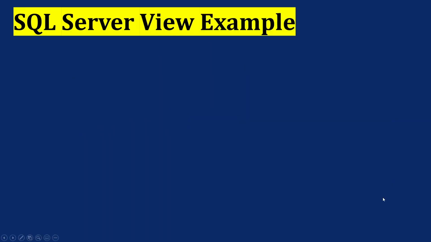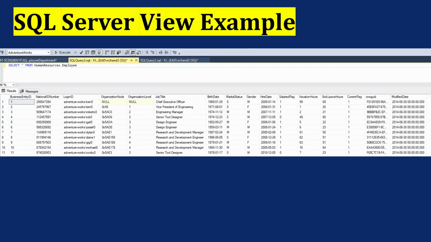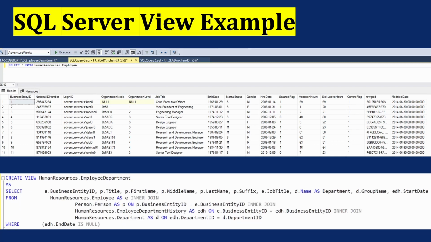SQL Server View example. I have a query over here and I have selected all the employees, but I would like to join the department table. Now, whenever I use my SQL scripting, I always have to join a department table to get the employee's department. Rather than creating the same script over and over again, I can create a view. So what I do is I'll just add two statements along my line, create view and the view name, and also the statement AS, and then below would be my statement.